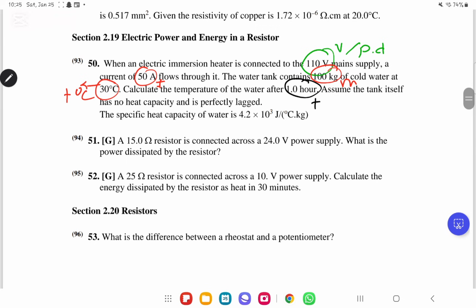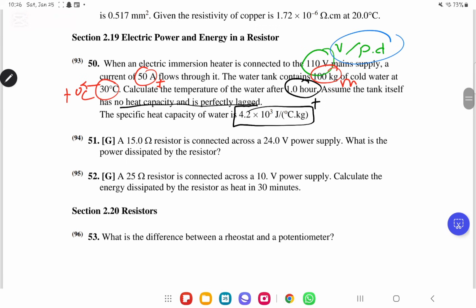This is our time. Assume the tank itself has no heat capacity and is perfectly lagged, so keep these in mind. The specific heat capacity of water is 4.2 times 10 to the power of 3 joules per degree Celsius times kg. So what we need to know is that there is something in common, okay? So let us first write what we have.